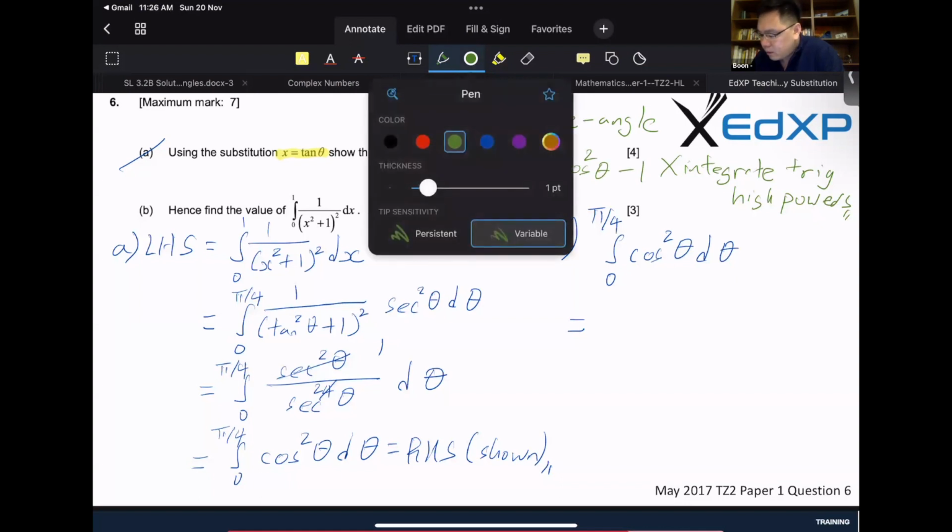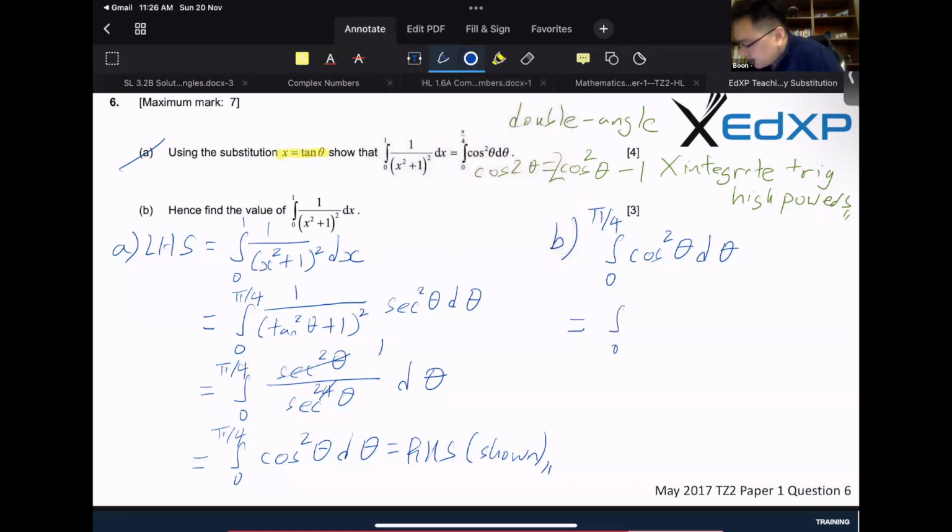Okay, so this means that cos squared theta is actually (cos 2 theta plus 1) over 2. Okay, so this is a double angle conversion. And we can actually take out the half if we want. Okay, and we can integrate straight away.